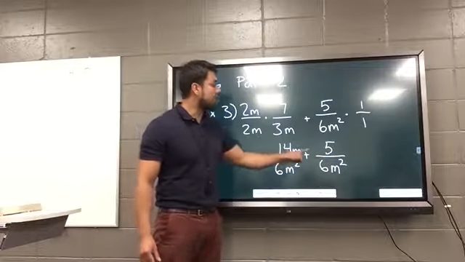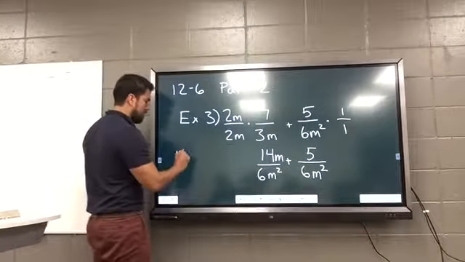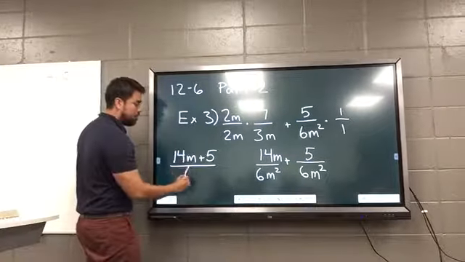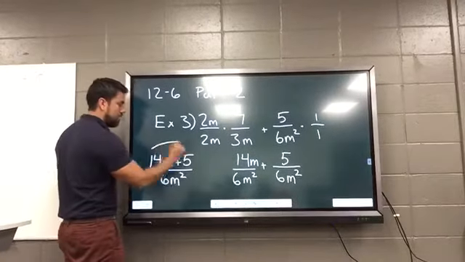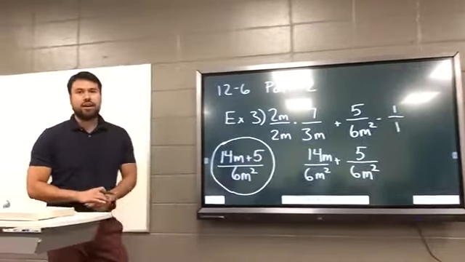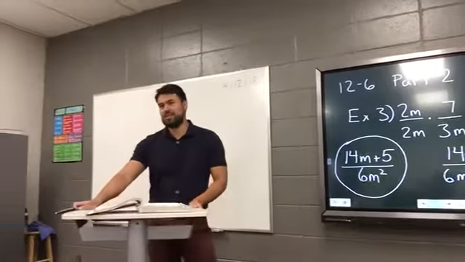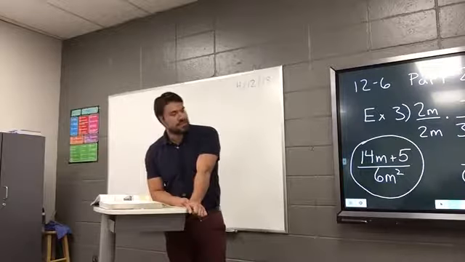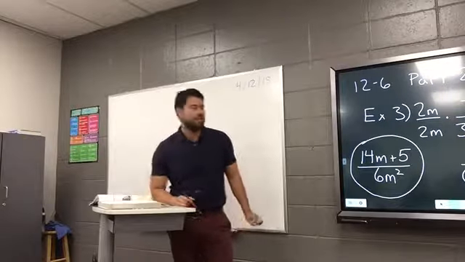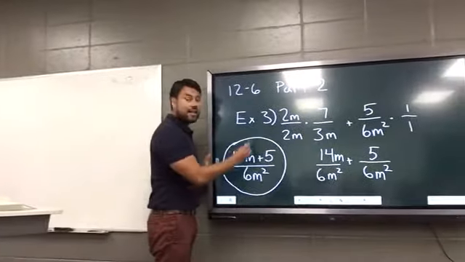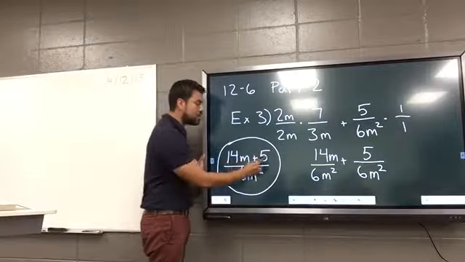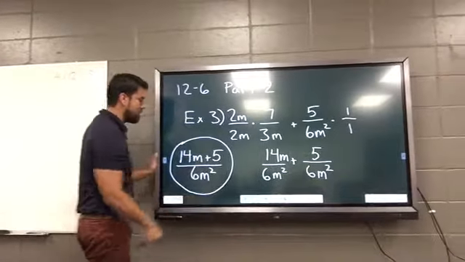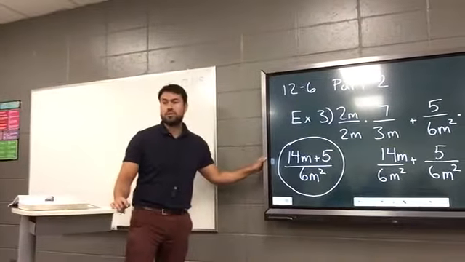So what you do is you add the numerators together, and you should get 14m plus 5 over the common denominator, 6m squared. That is your answer, unless you can simplify it. What about the 14 and 6? I mean the m's. Nothing can cancel here because this right here is a sum, and it can't be factored anymore, so it can't be canceled with anything down there. That's your answer.